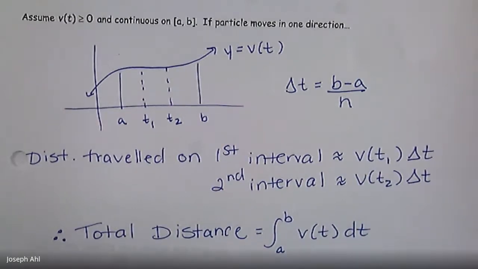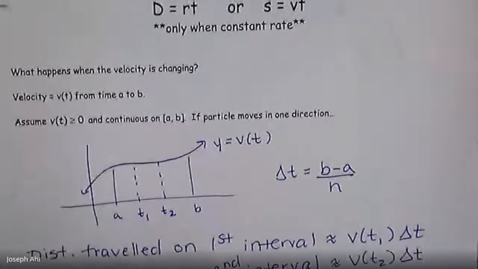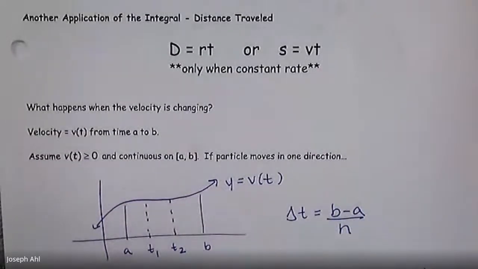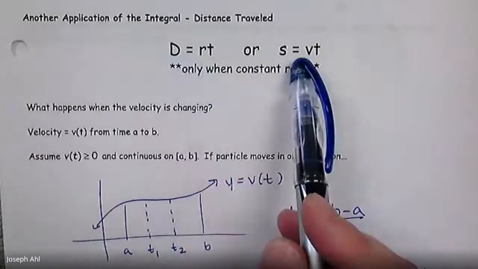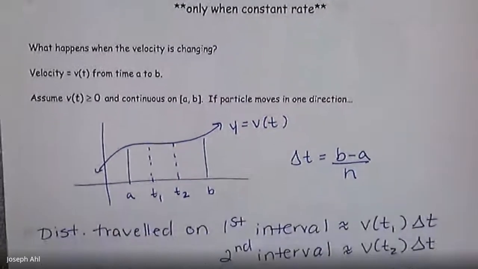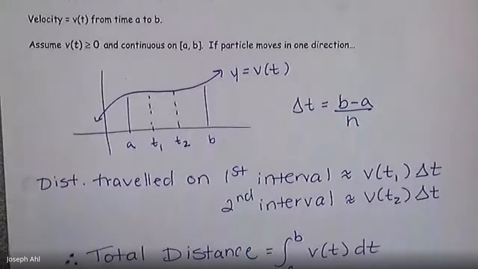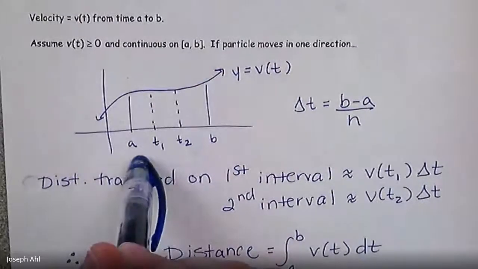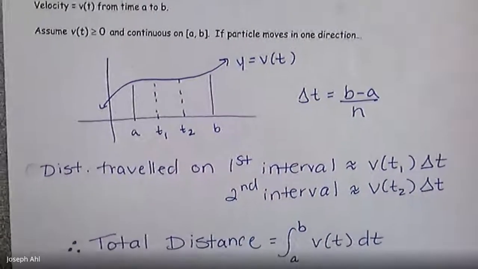So going back to this page of the notes where we were talking about at the top that when the rate is constant, distance equals rate times time can help us figure out distance traveled. Same idea of thinking of position as equaling velocity times time. But if the velocity is changing over an interval, then this is going to break down into an application of a definite integral.